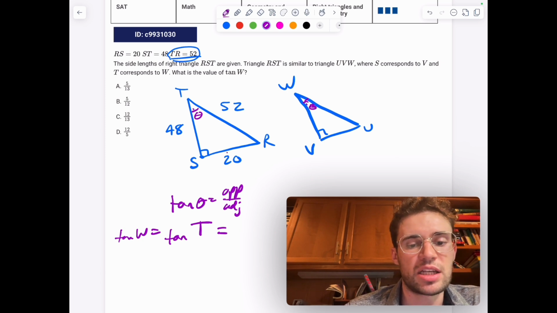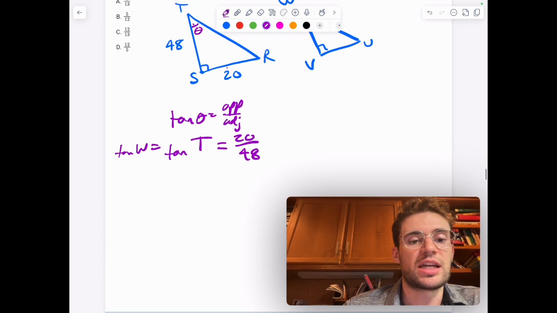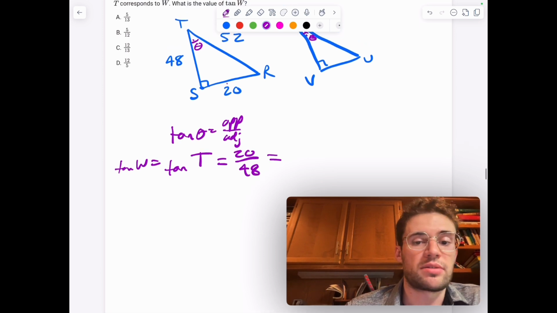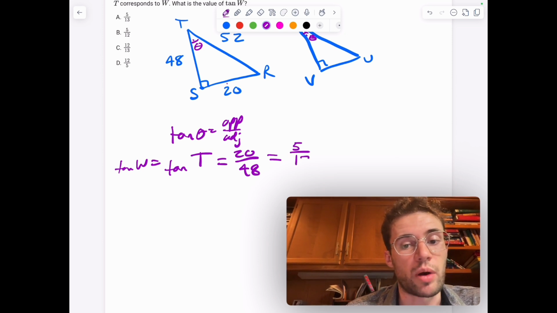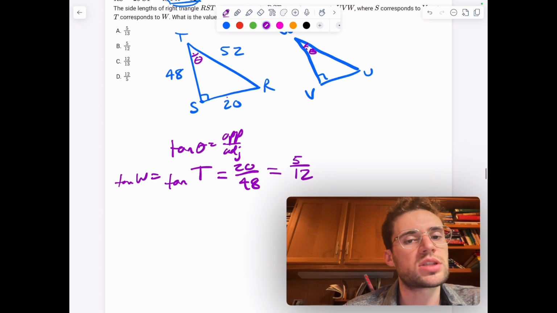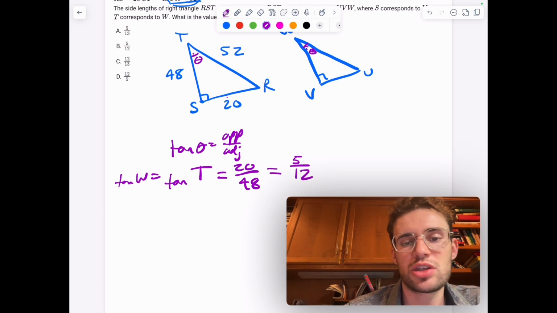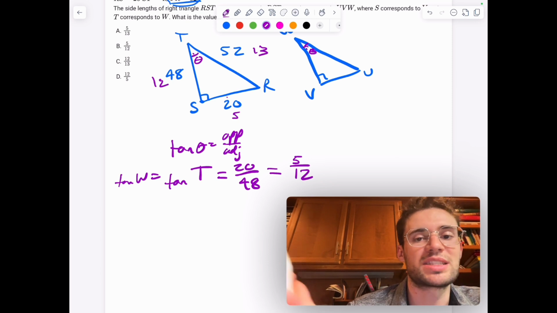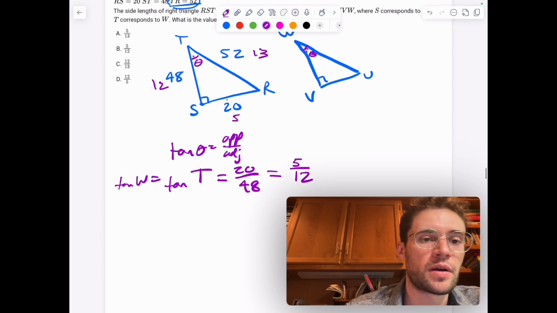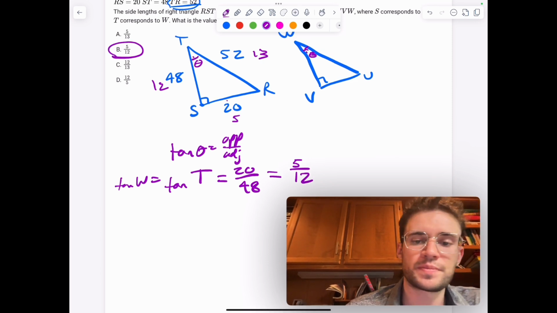The one that's opposite T is 20. The one that's adjacent to T is 48. So that means that the tangent of W and the tangent of T are both 20 over 48. That's our side ratio. And we just have to simplify that. Those both have a 2 in them. So 20 divided by 2, or actually they both have a 4 in them. 20 divided by 4 is 5. 48 divided by 4 is 12. So, oh, interesting. I didn't even realize this. I know I said I'm usually good about realizing this. This is a 5, 12, 13 triangle that's been scaled up by a factor of 4. Right, so 5 over 12 is the answer.